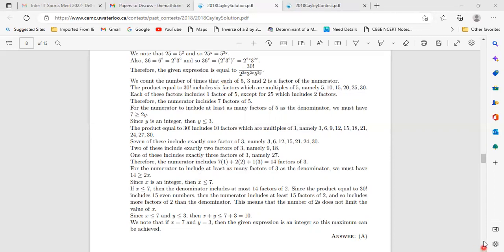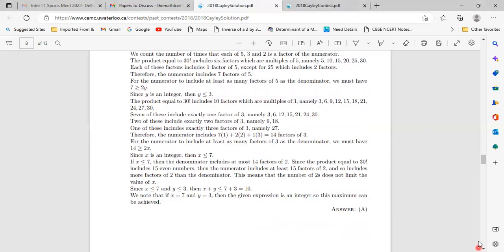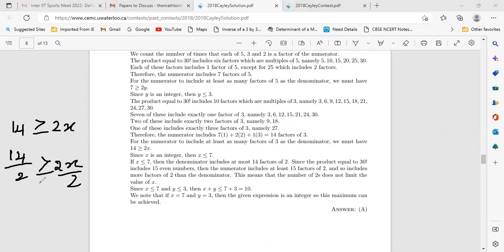They're checking for 7 here, because 14 can be written as 2 times 7. And also you have 7 greater than or equal to 2y. Oh, okay, I'm sorry. You have 14 greater than or equal to 2x. If you divide both sides by 2, it will give you 7. And this greater than or equal to will change into lesser than or equal to.